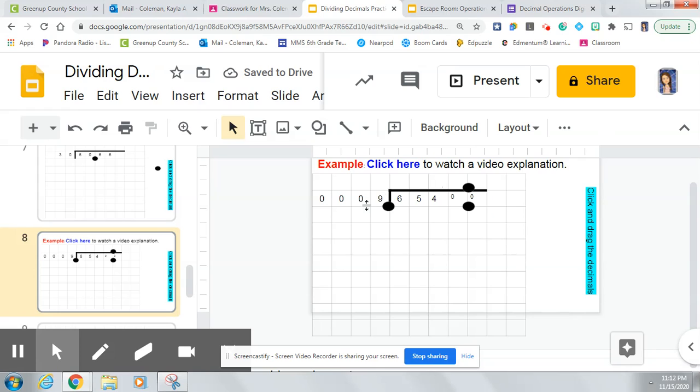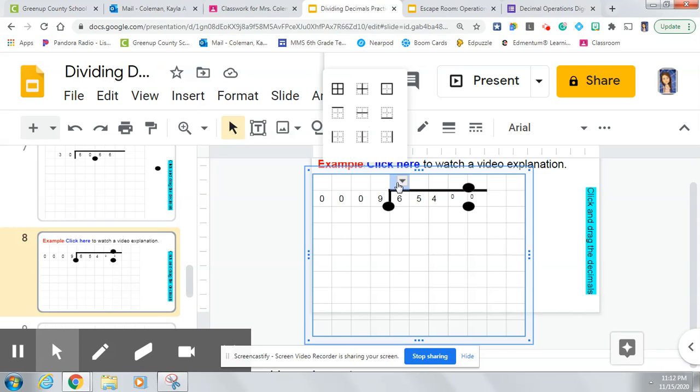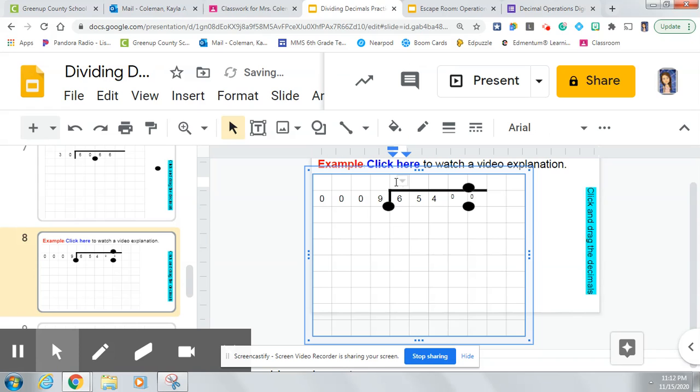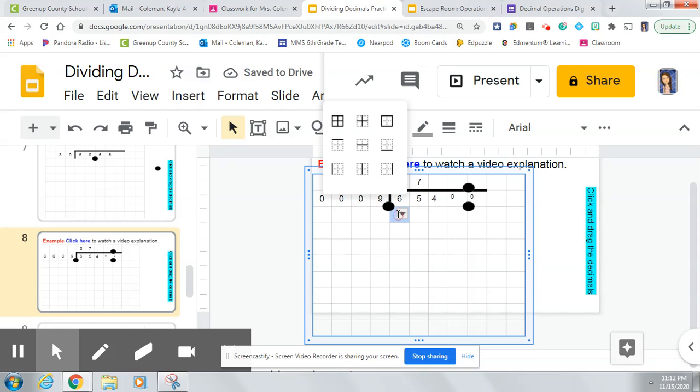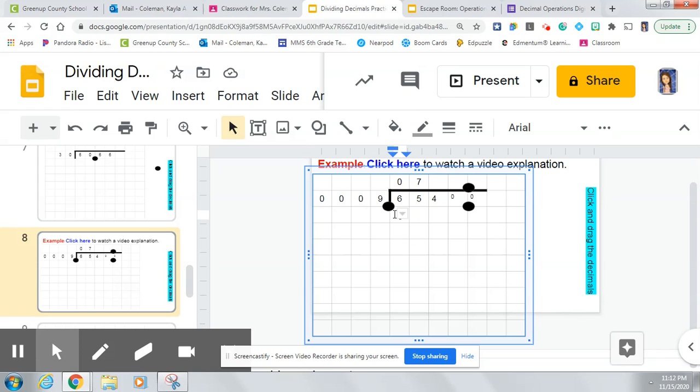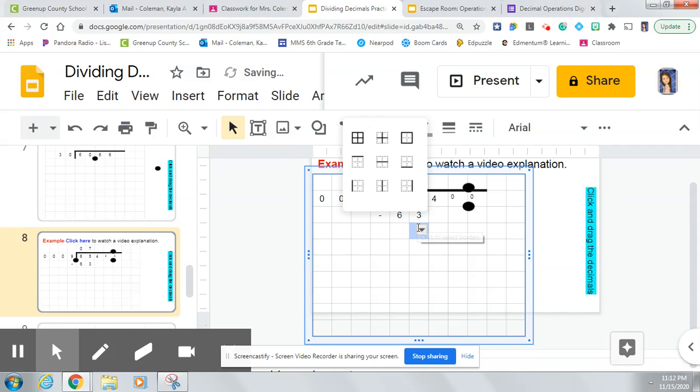So first I'm going to ask myself, how many times can 9 go into 6? 9 cannot go into 6, so I'm going to put a 0 there. Then I'm going to ask myself, how many times can 9 go into 65? 9 can go into 65 7 times. 7 times 9 is 63. So I'm going to bring that down, and we're going to subtract. 65 minus 63 equals 2.